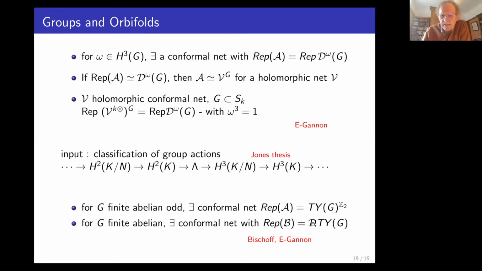And similarly for the double, at least, for the double of Tambara-Yamagami, there's again a conformal net. I need odd in this case here because of this issue of if you've got too many fixed points, then it gets intricate and things fall apart.